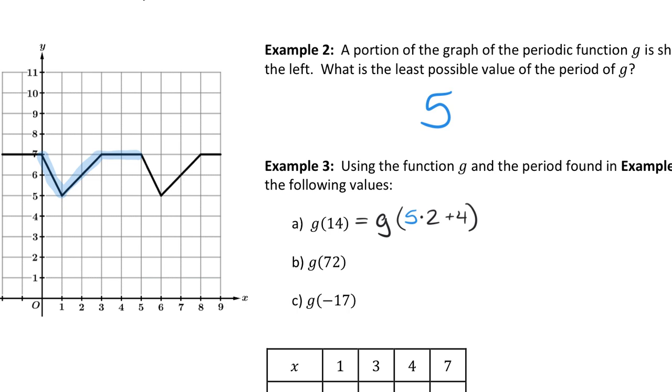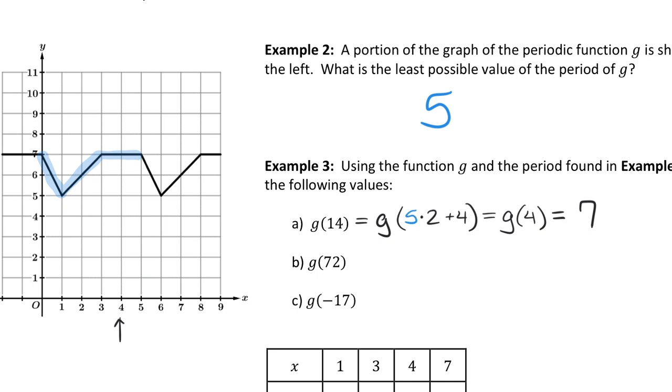Every 5 units, this graph resets. So really, g of 14 is exactly like the output at g of 4, that remainder number. G of 4 is something I can read off the graph. What's the output when x is equal to 4? 7. So g of 14 is 7 because g of 4 is 7. And those would be at the same point on this repeating shape on each cycle.